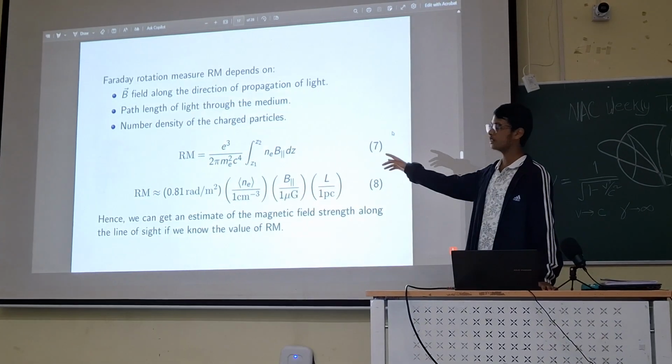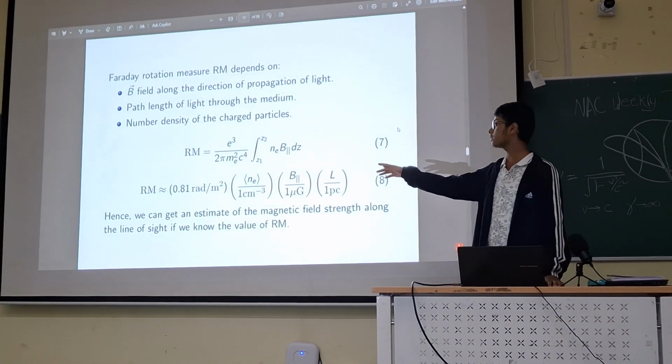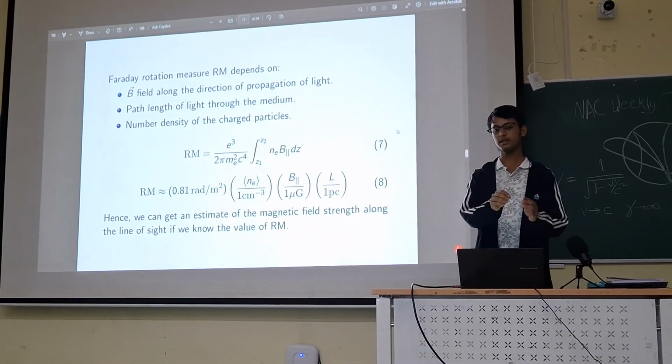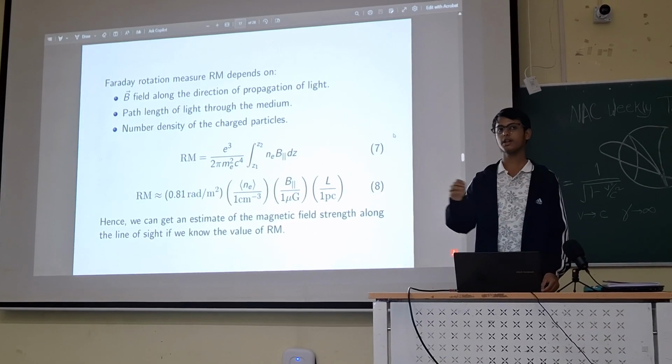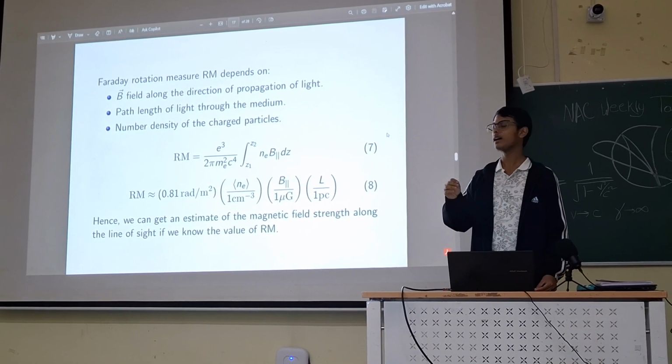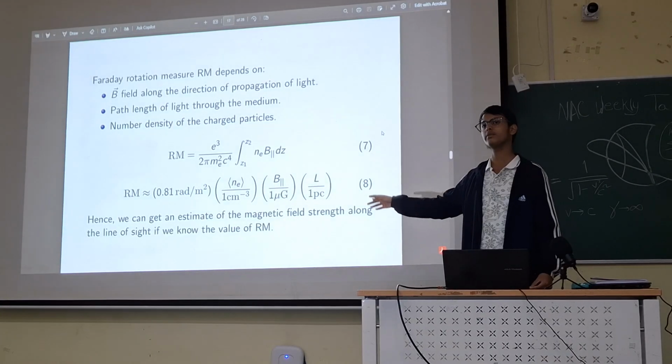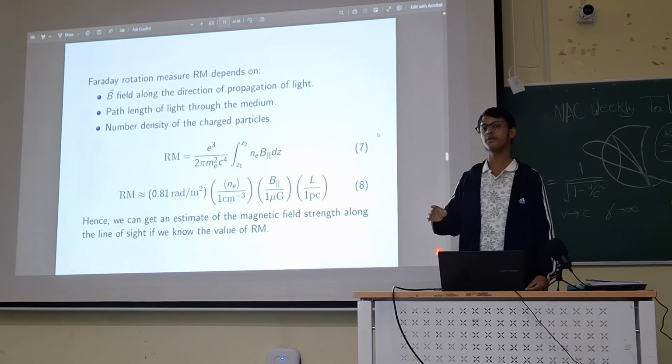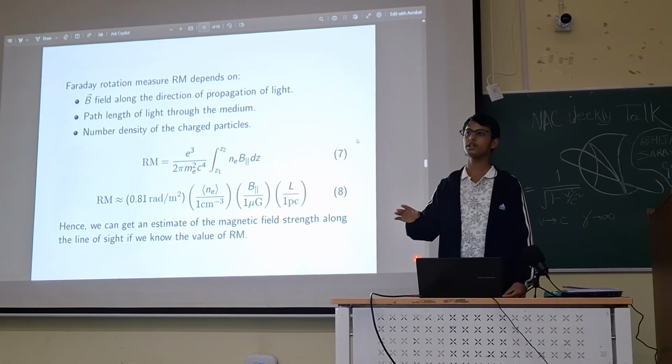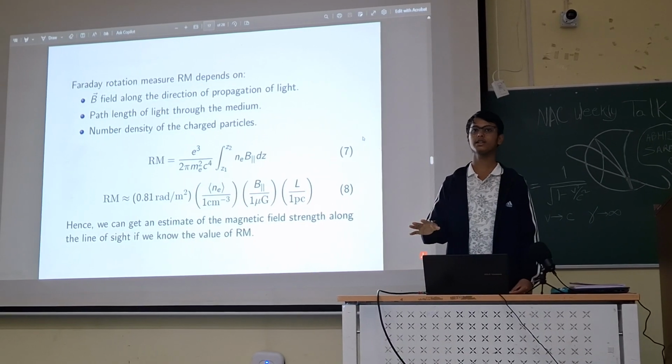Since the Faraday rotation depends on the strength of the magnetic field that points along the direction of propagation of light, we can get an estimate of the strength of the magnetic field if we know the amount of Faraday rotation that has occurred.